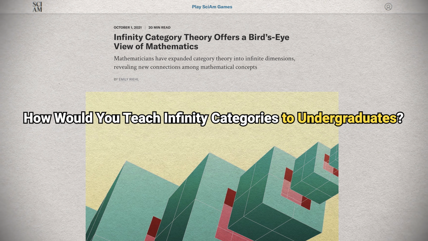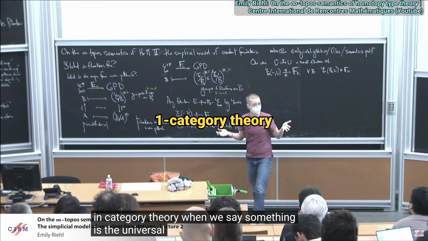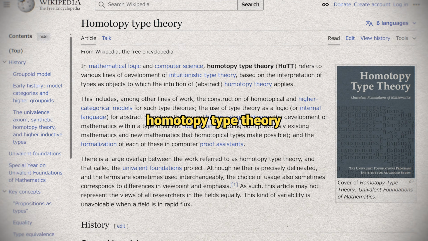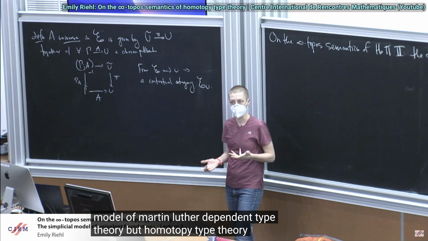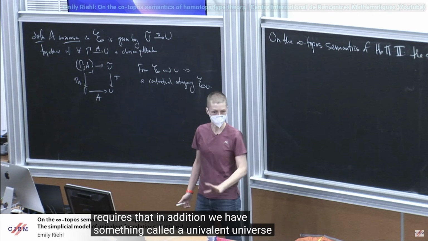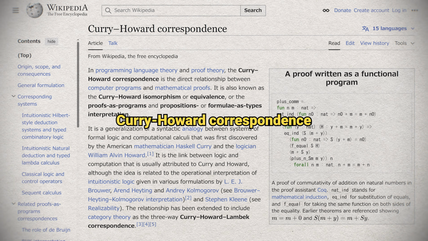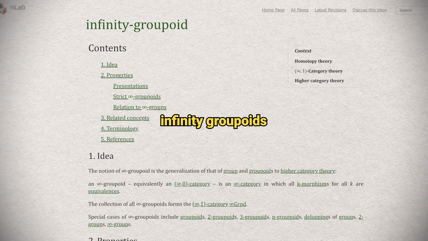In exploring this, we cover not only an overview of regular category theory, so don't worry, but also how homotopy type theory provides a constitutional new language that could fundamentally transform how mathematics is understood, taught, and applied. We also cover the Curry-Howard Correspondence, identity types, the Univalence Axiom, and what the heck infinity groupoids are.